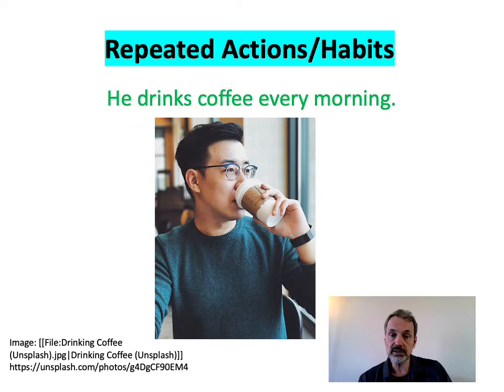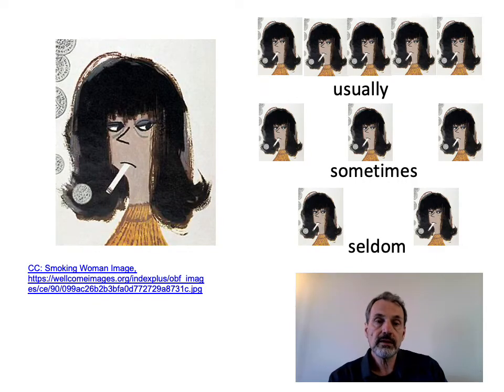We could also use it to describe things that are possible actions or typical actions. For example, birds fly. This describes what birds do. For repeated actions, things that happen again and again, we sometimes talk about how often it happens. For example, this woman smokes.